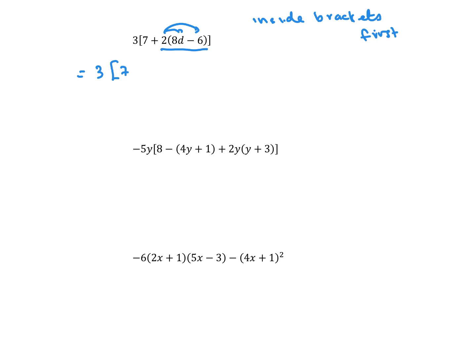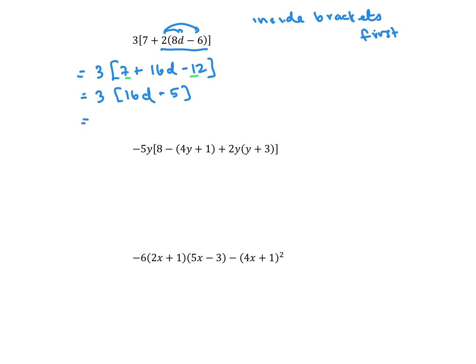So I will do 2 times 8 is 16, and 2 times 6 is 12. Then I have the option of collecting like terms first before I expand the next set of brackets, or I could just expand and collect like terms at the end. It doesn't really matter which I do. I might want to tidy it up a little. Perhaps I'll add the 7 and the 12 because they are like terms. So that would give me negative 5.